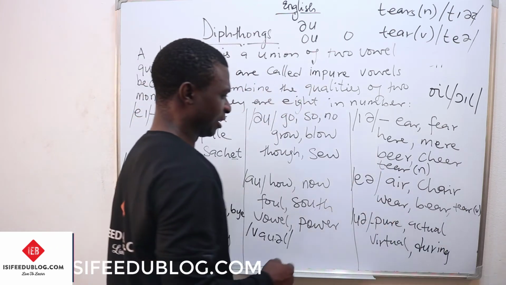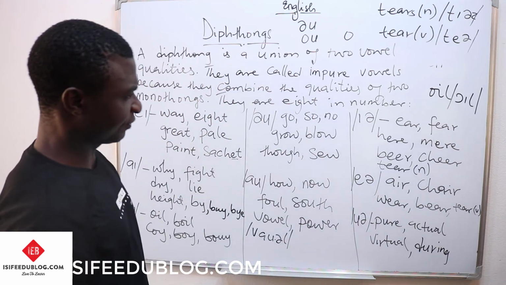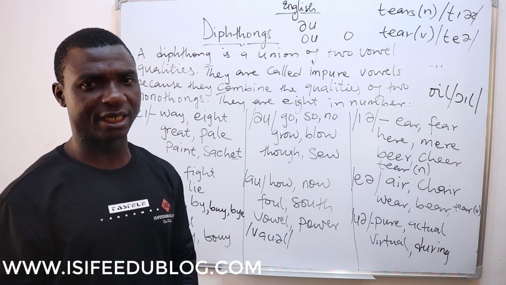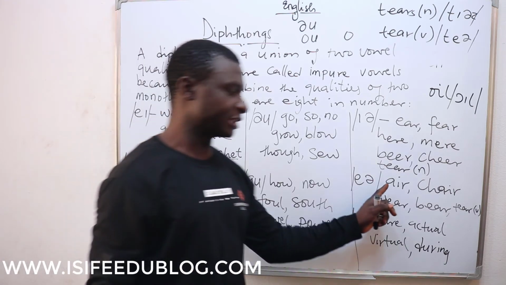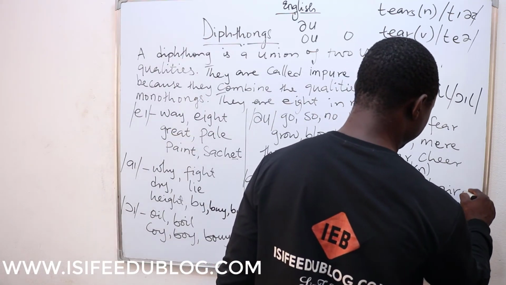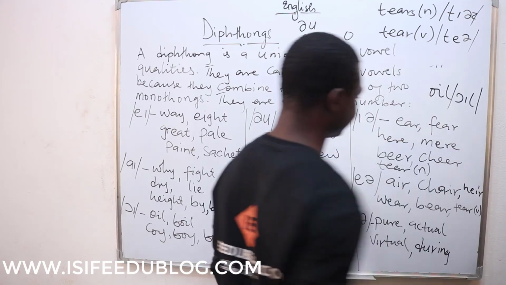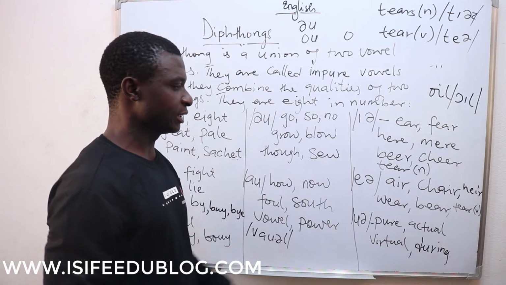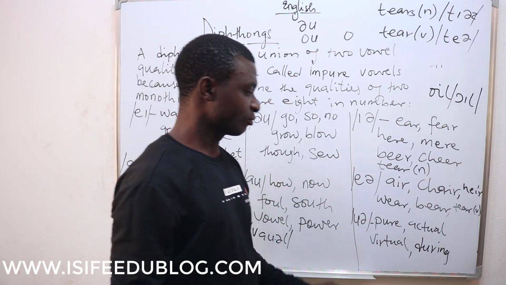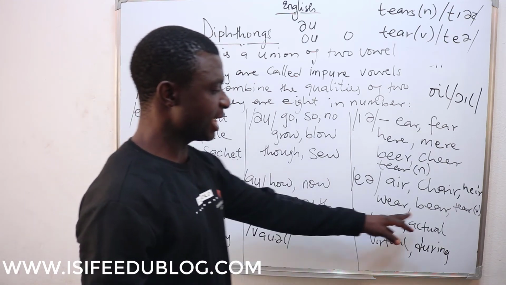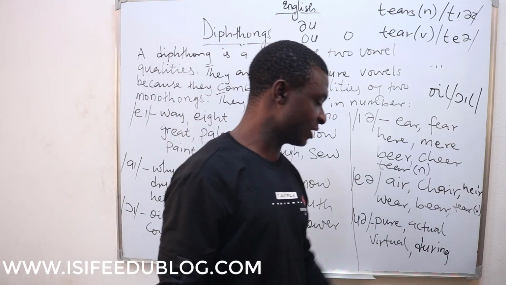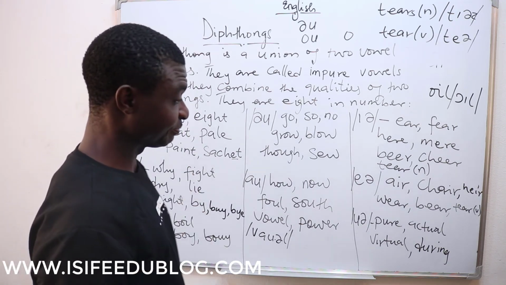That's it about /ɪə/. We'll go to diphthong number 7. Diphthong number 7 is /eə/. Say air. Exactly what you have in A-I-R. That's also what you have in H-E-I-R. H-E-I-R is air. Then there is wear. Wear your clothes. Bear. I can't bear it anymore. And the verb of T-E-A-R is tear.